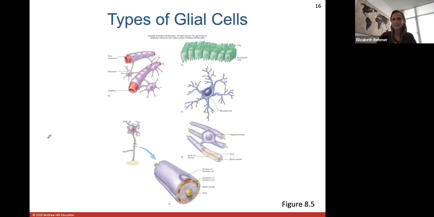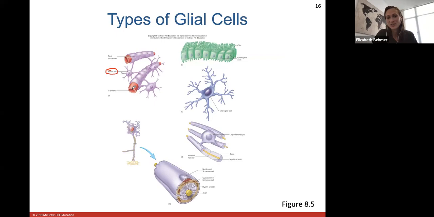And here we have an astrocyte. So we'll go over one at a time here. An astrocyte has what we call perivascular feet or foot processes that are able to wrap around blood capillaries in the brain. And when they do that, they form a barrier between the blood in the capillaries and the surrounding tissue in the brain. And we call that the blood-brain barrier.